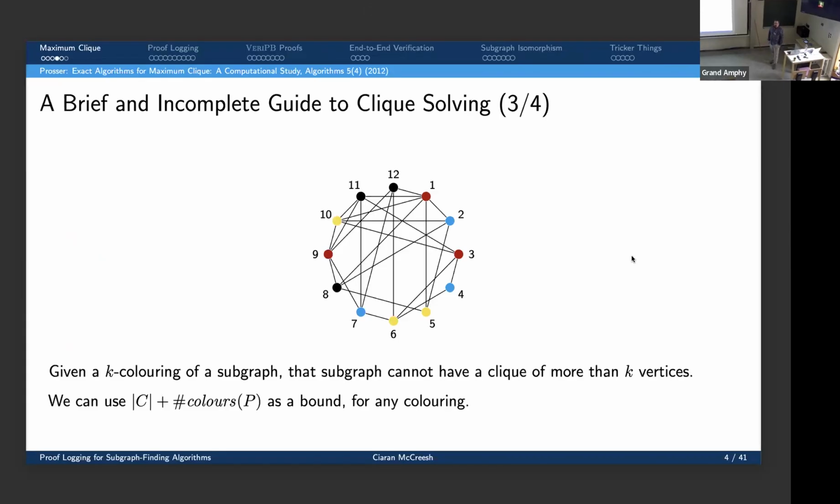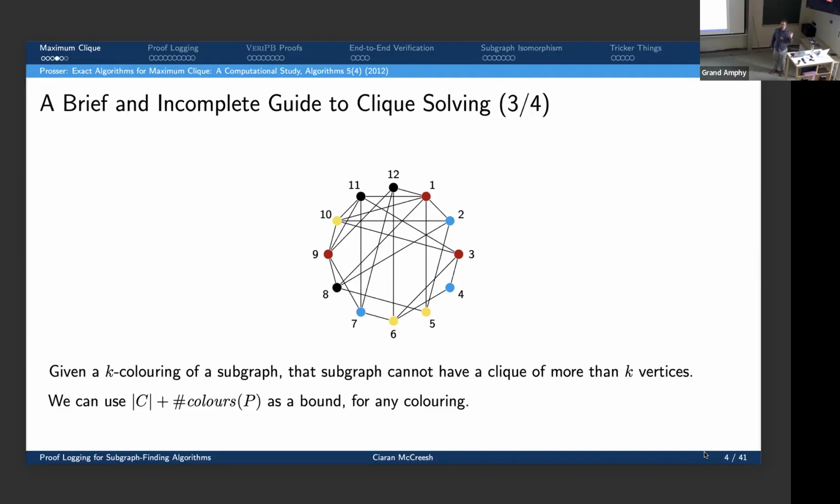It turns out that the number of vertices in P is not a very good bound. So here is an interesting property. Given any subgraph, we can color that subgraph. Suppose we can color that subgraph using K colors such that adjacent vertices must be given different colors. Then the number of colors we use is also a bound on how much further we can grow the clique, because every vertex in a clique must be given a different color.